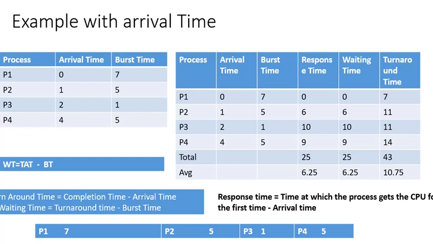So just try to understand this example here. Arrival time is also given and burst time is also given. There are four processes, P1, P2, P3 and P4, and arrival time and burst time are given. So first of all, what do we have to create? We have to create the Gantt chart.